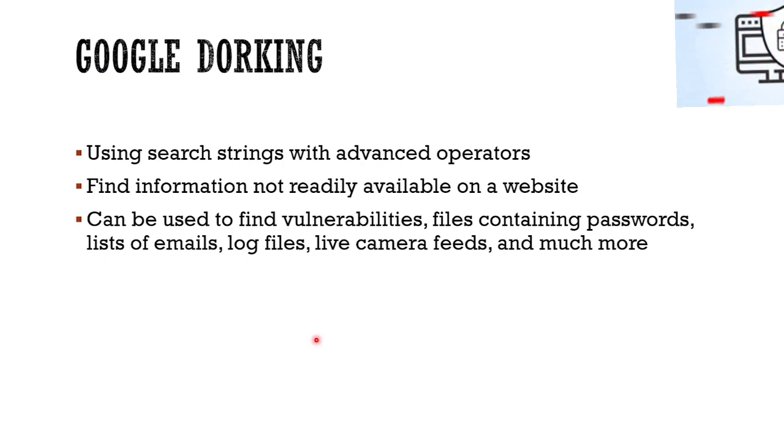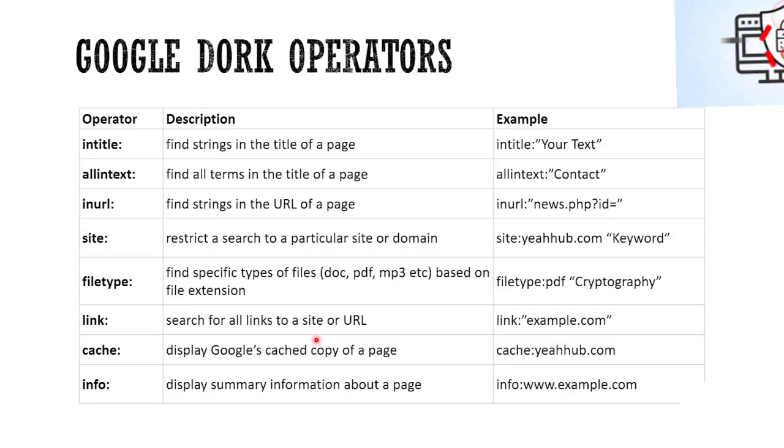But you need to know what the dorks are. It's an easy way of hacking. So let's take a look at this. These are the so-called operators. These are the things that go first, like intitle.